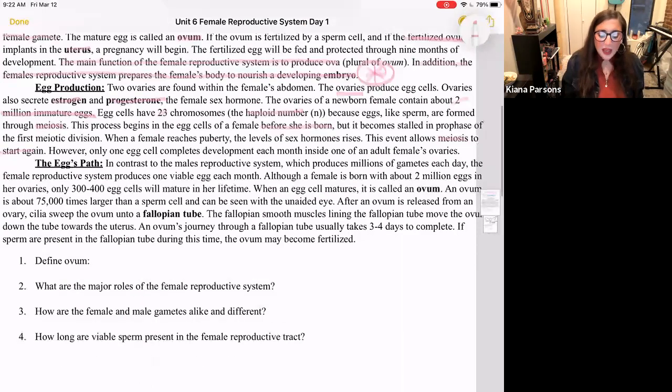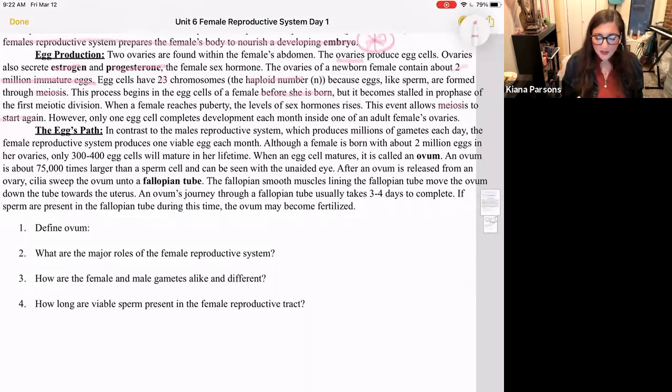In contrast to the male's reproductive system, which produces millions of gametes each day, the female reproductive system produces 1 viable egg each month. Although a female is born with about 2 million eggs in her ovaries, only 300 to 400 egg cells will mature in her lifetime. So 1 each month during ovulation. When an egg cell matures, it is called an ovum. An ovum is about 75,000 times larger than a sperm cell and can be seen with the unaided eye.